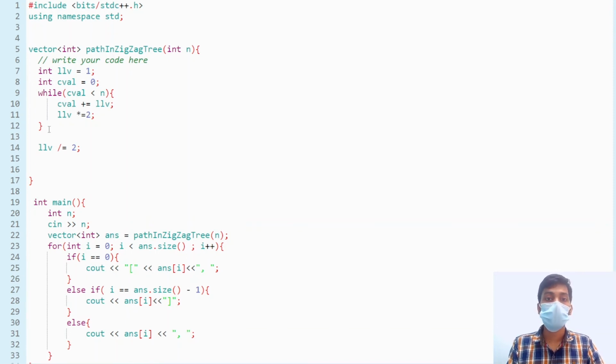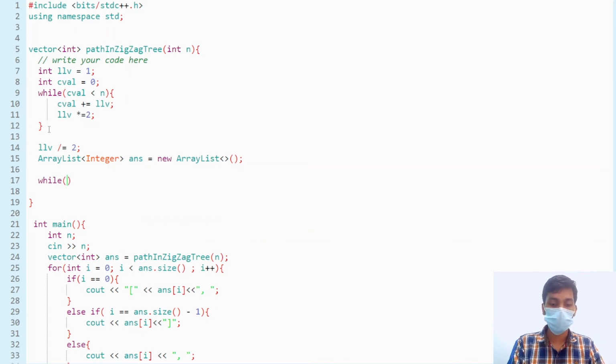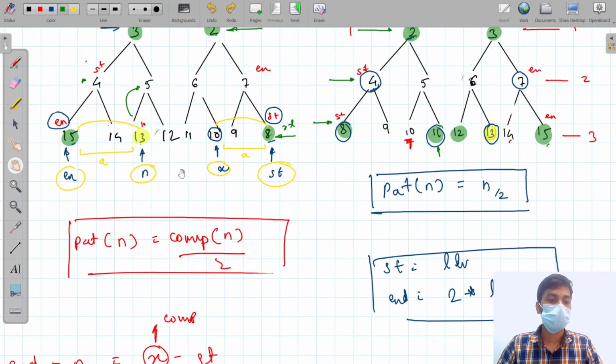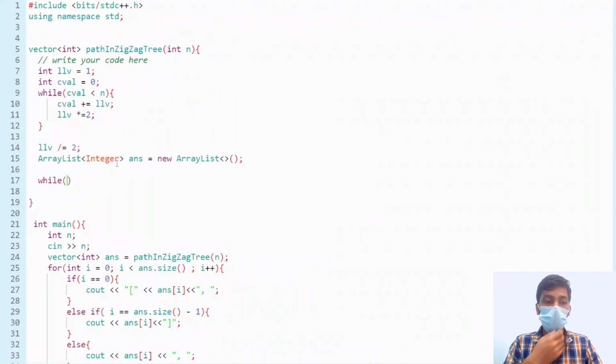Now after getting our level, let's make an answer ArrayList of integer type, name it as answer, and it is going to be a new ArrayList. Now the work that is remaining is to find this component and its parent, right? We have to just find this component, its parent, and add this in our answer list.